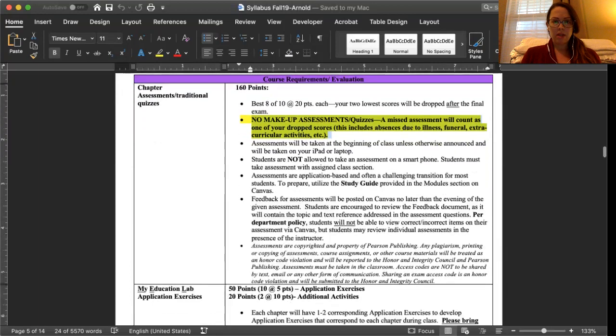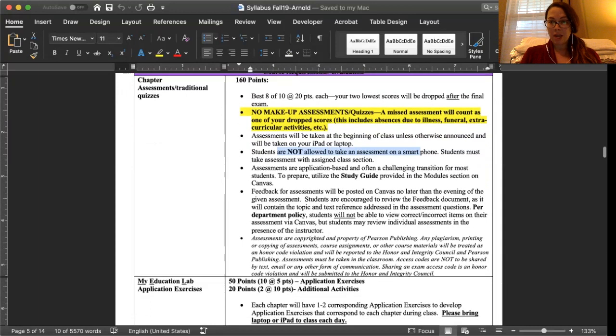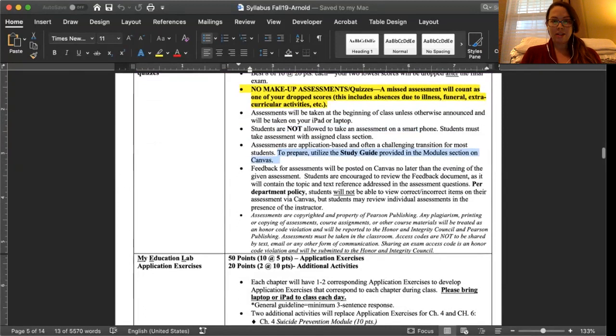You will see here you're not allowed to take it on a smartphone. You need to bring an iPad or a laptop to take that. To help you prepare, there is a study guide in the module section. I'm going to show you where that's at.